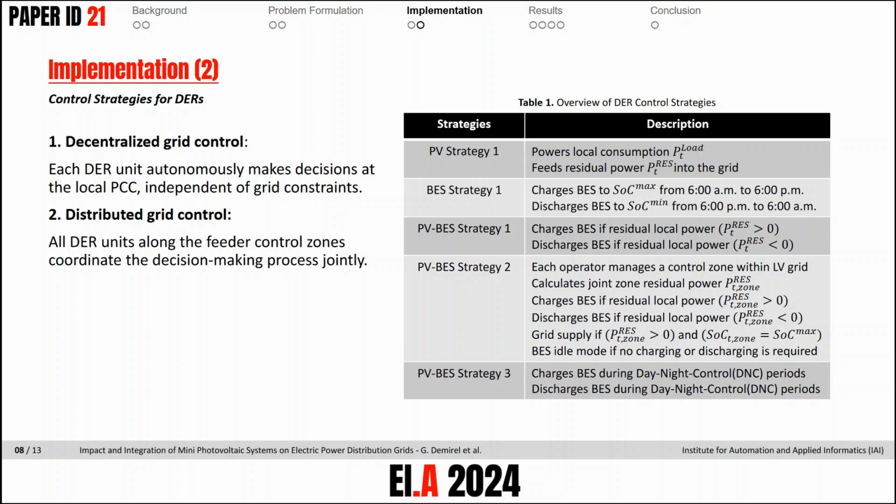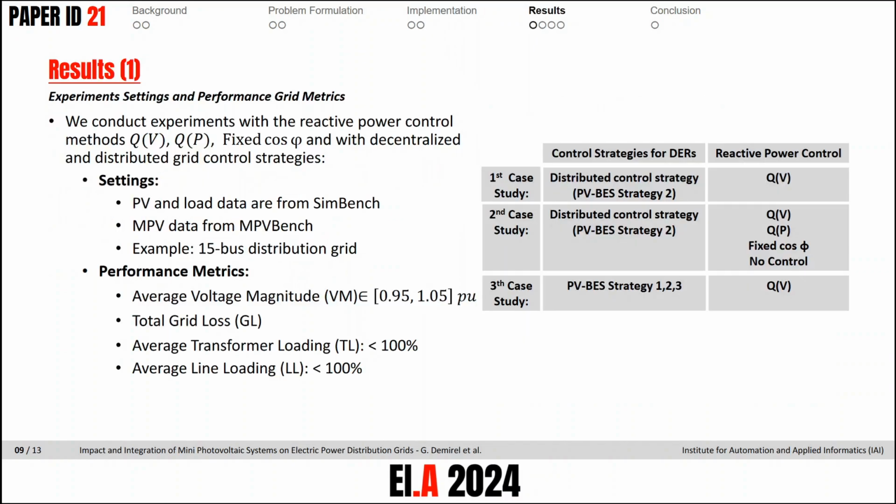PV BESS strategy 3 uses day-night control periods to charge and discharge BESS. Now to the experimental settings before we start with the results. We conduct the experiments with the reactive power control methods Q of E, Q of P, fixed cosinus phi, and with decentralized and distributed grid control strategies.